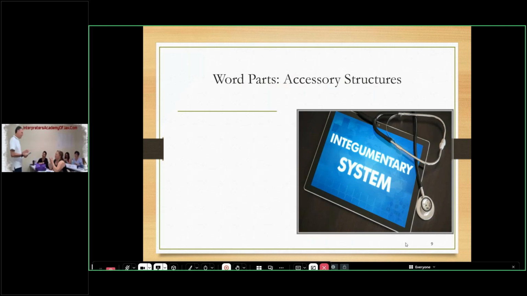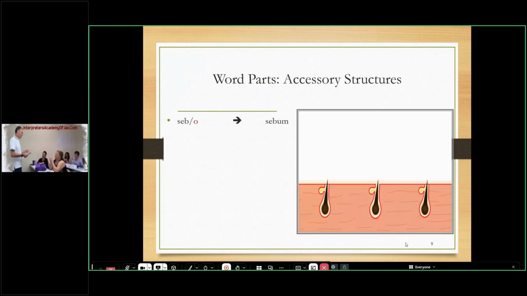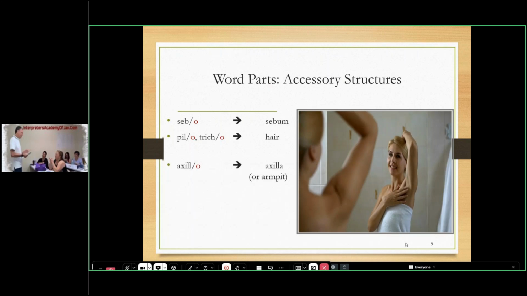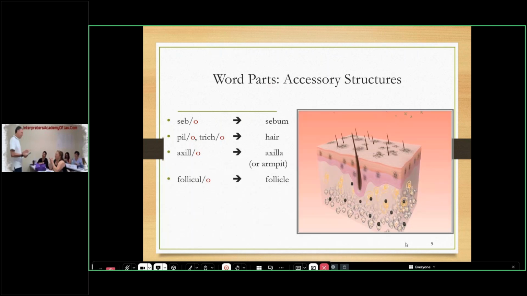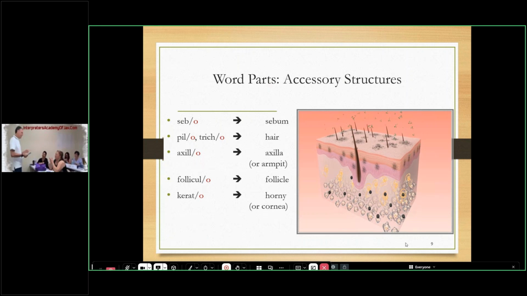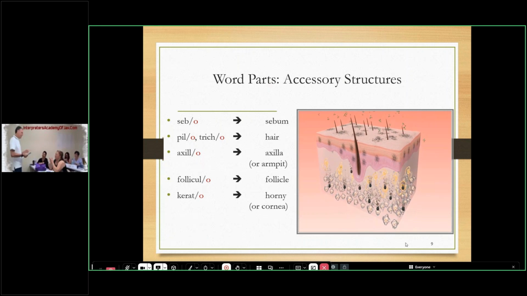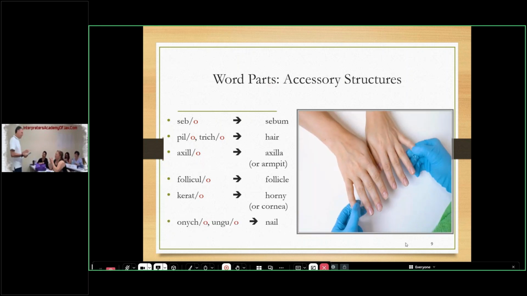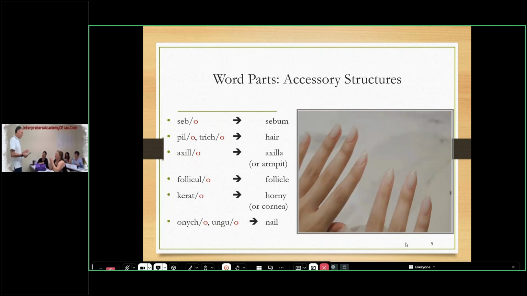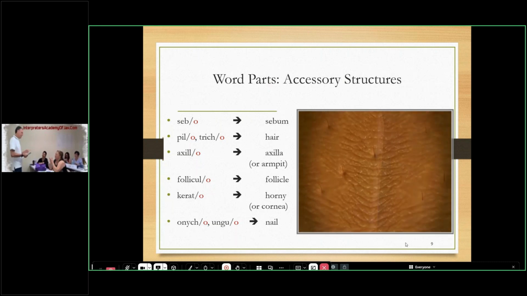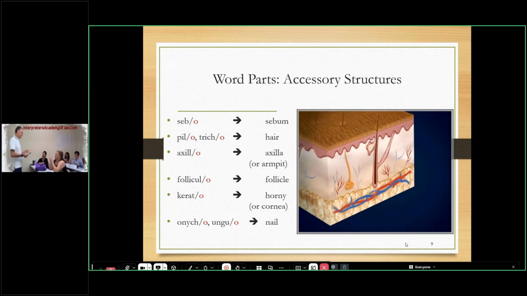Word parts, accessory structures of the skin. Sebo means sebum, pilo and tricho mean hair. Axillo means axilla or armpit. Folliculo means follicle. Kerato stands for horny, or cornea. Onycho and unguo mean nail. The accessory skin structures are hair, nails, sebaceous glands, and sweat glands.